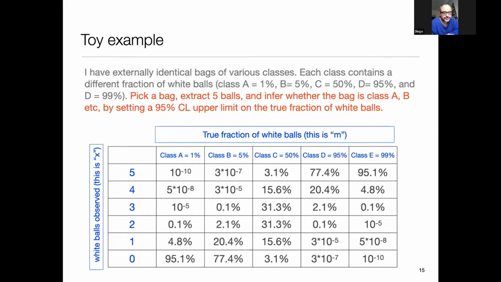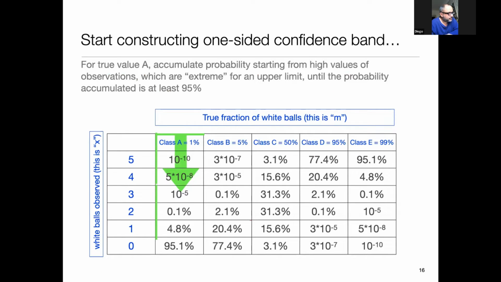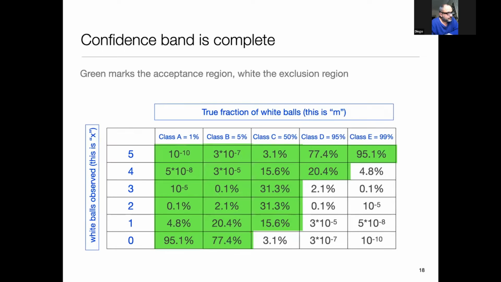Then I start constructing my confidence belt, and I do it just as I said before, and I invite you to look at that offline and convince yourself that you understand it. So I construct my confidence band. Here I have my confidence band complete.